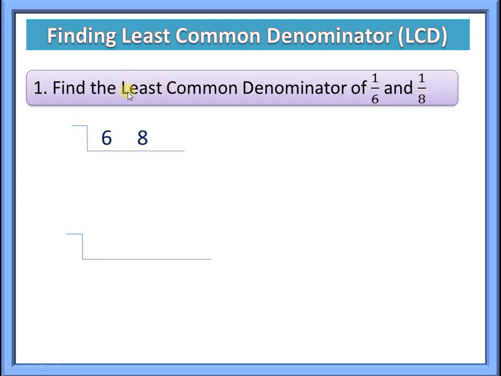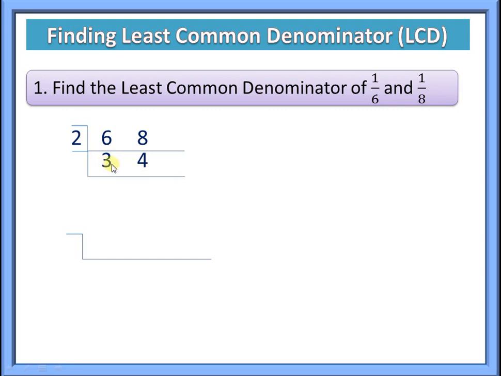So how to get the least common denominator? We have to check which number we could use to divide 6 and 8. Can you divide 6 and 8 by 2? If your answer is yes, therefore we're going to use that, and then use that to divide 6 and 8. So 6 divided by 2 is 3, and 8 divided by 2 is 4. So this is how it looks like.